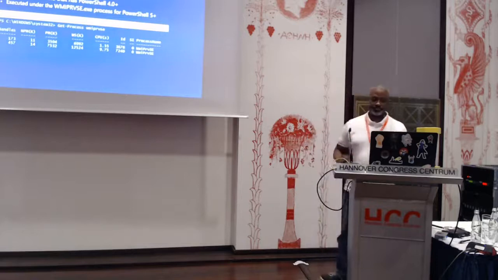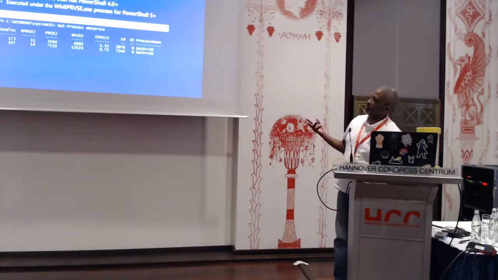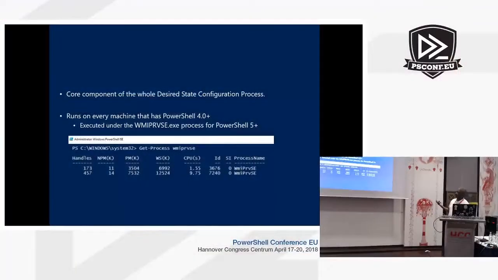So here's an example of if I were to run DSC against my machine. This is a screenshot of my laptop right here. The core component is this process, WmiPrvSE. When I run that to get my current state, this is what I get. In my particular case, I get this process, and I have 2 of them running.